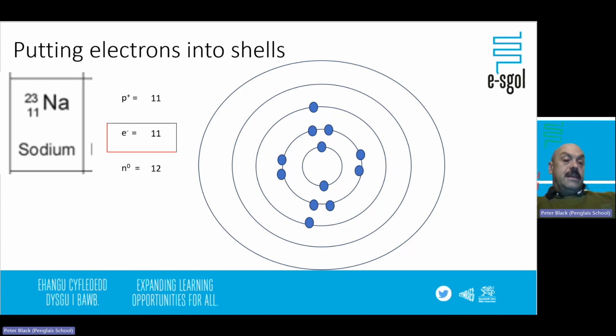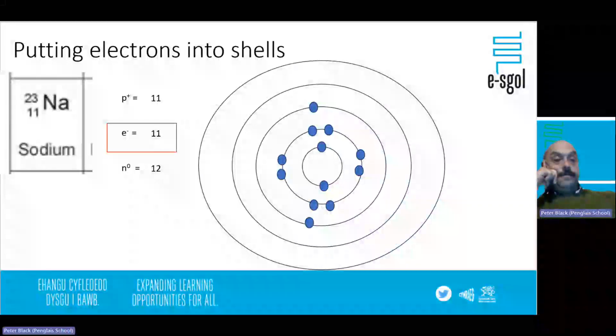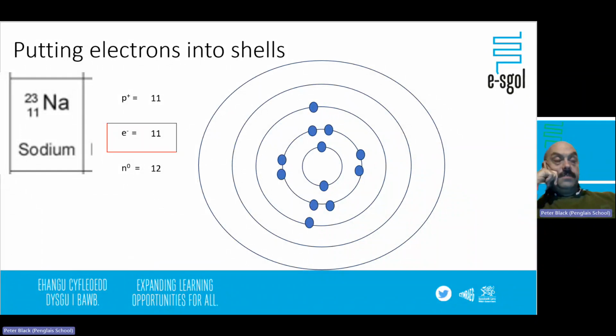Okay, so let's look at our next element. This is sodium. So I'm going to give you a moment just to think about how many protons, electrons, and neutrons it has. And hopefully you've done this. Okay, so 11 protons, atomic number 11, therefore 11 electrons. And then to work out our neutrons, we're just taking these 2 numbers away. Okay, so that gives us our 12 neutrons.